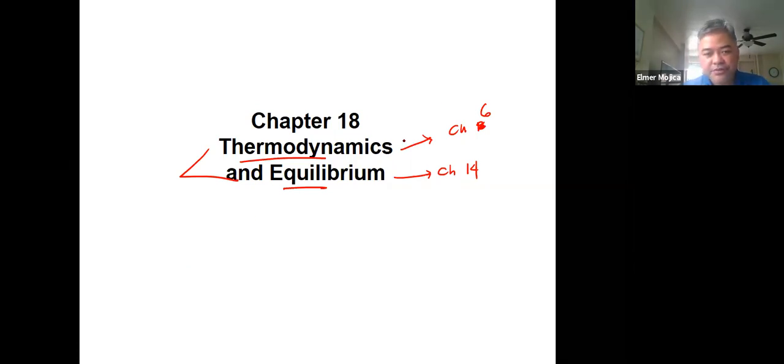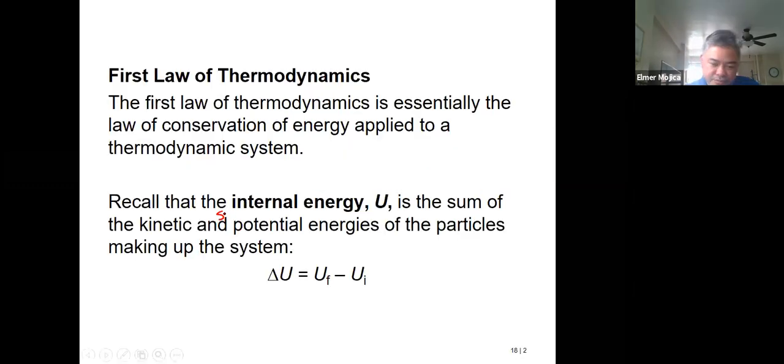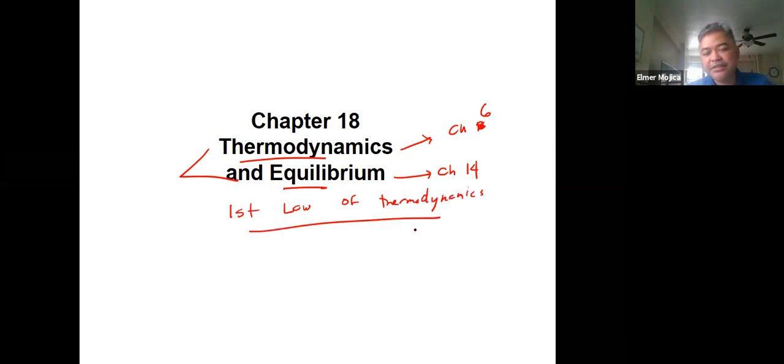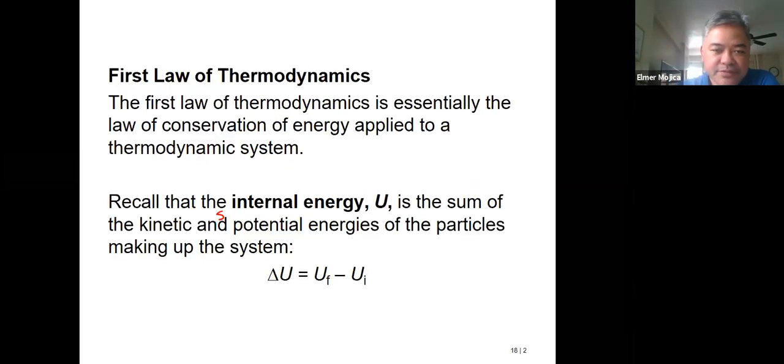So if you are going to recall thermodynamics, I think you know what's the first law of thermodynamics. So if I'm not mistaken, this is the last chapter that you have in your Gen Chem 1. Okay? So the first law of thermodynamics is essentially the law of conservation of energy.